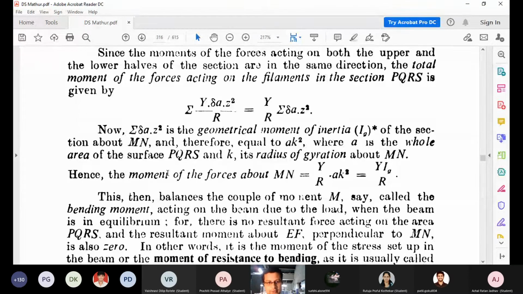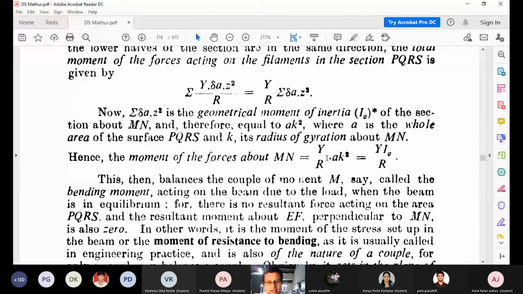So the moment of the forces about Mn comes out to be calculated as Y over r, and the summation of delta A z square is replaced with A K square. So your value becomes Y Ig divided by r. So Y into Ig divided by r is the moment of the forces about that equilibrium surface Mn. Hope you understand up to this. You may still have some questions regarding this geometrical moment of inertia, but it will be clear when we talk about it later, in another 5-10 minutes.